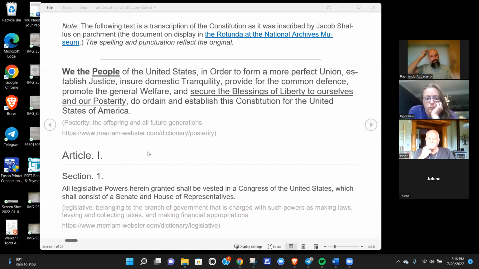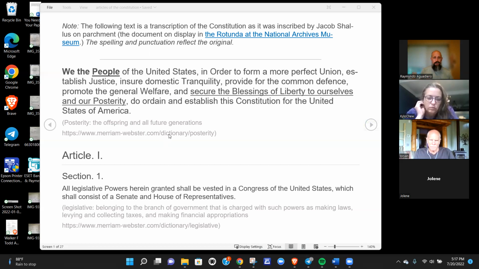All right, Article 1. I believe this establishes the operation of Congress. So all legislative powers herein granted shall be vested in a Congress of the United States, which shall consist of a Senate and House of Representatives. So just to be clear, legislative belongs to the branch of government that is charged with such powers as making laws, levying and collecting taxes, and making financial appropriations.